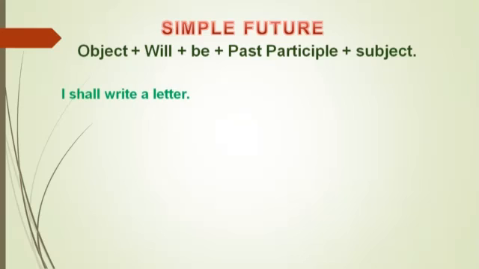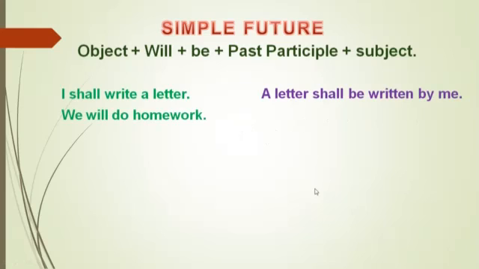I shall write a letter. Here a letter becomes the object. Then you have to write shall. After the shall we have to use the be word. See, this be we have to use for every auxiliary verb. Then I becomes by me. A letter shall be written by me.